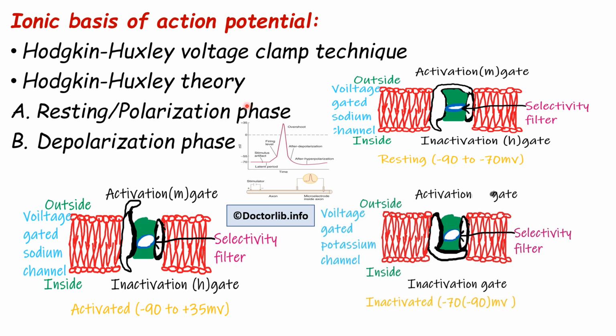Now the resting phase, the polarization phase, occurs because of the potassium diffusion potential, the sodium diffusion potential, and the sodium potassium pump. In this phase, when the resting membrane potential is between minus 90 and minus 70 millivolt, there is no opening of the activation gates, because there is no net transfer of ions occurring here. This is the resting phase.